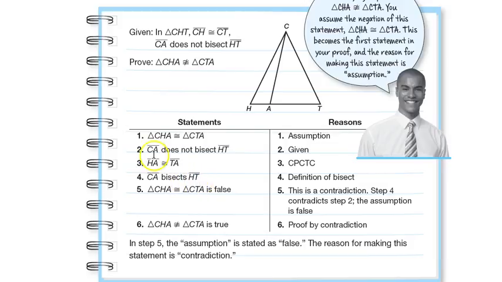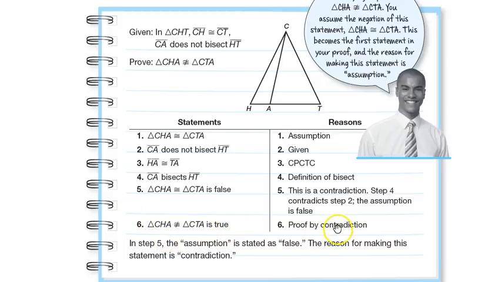But that's when I would bring up line 2 here. Wait a minute. We were told it does not bisect HT. So this is what we call a contradiction. What our assumption led us to was a false statement, and therefore the assumption must be false. They cannot be congruent because of this contradiction. So we make our final conclusion, which is that the triangles are not congruent.